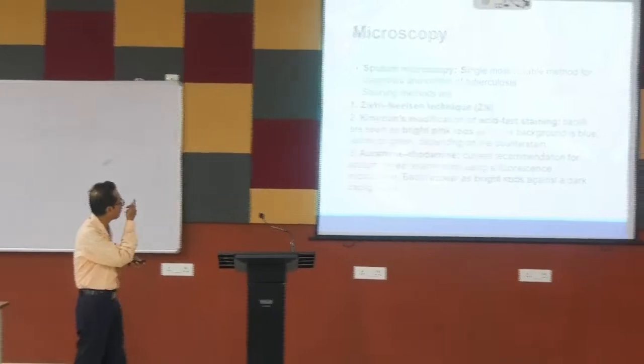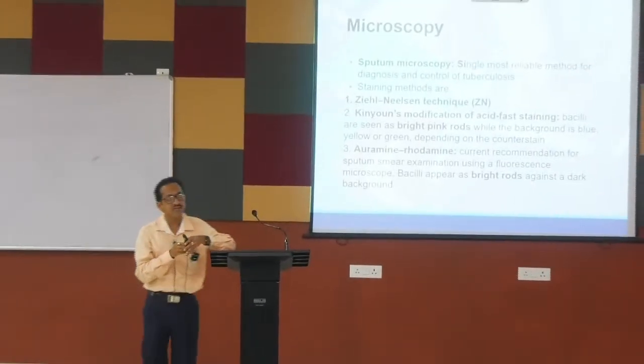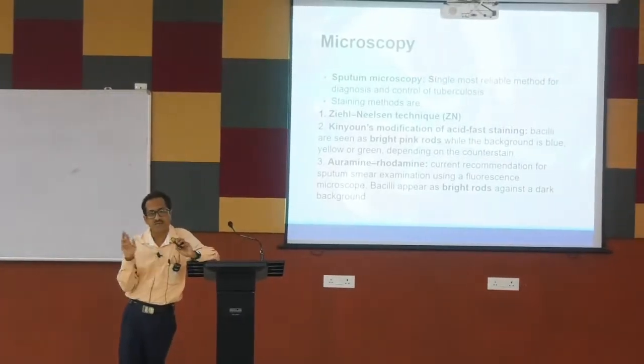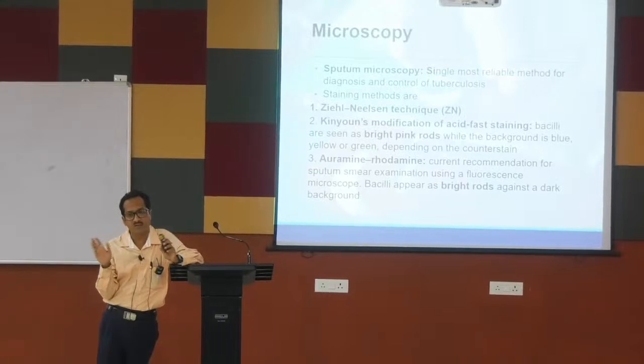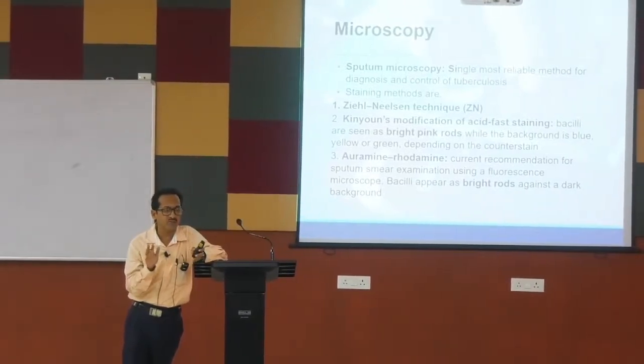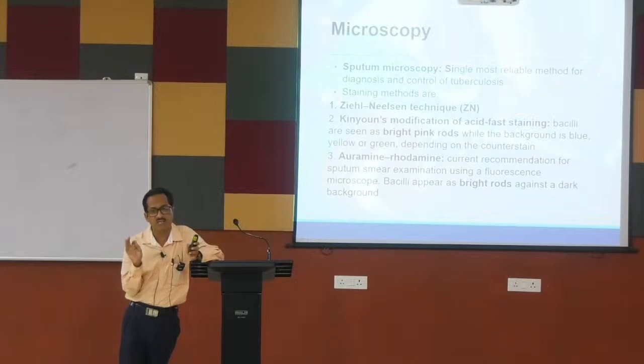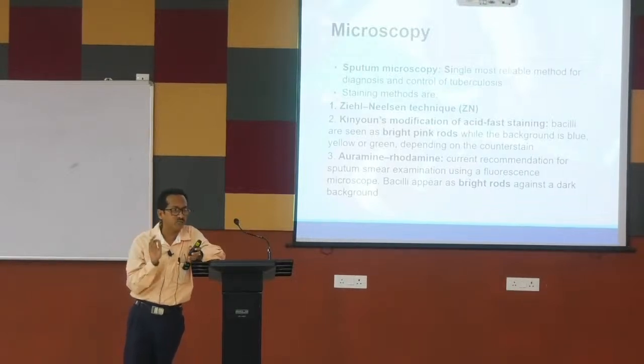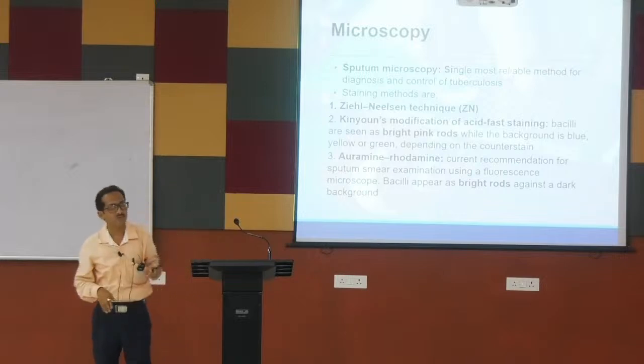What are the staining methods? One is the Ziehl-Neelsen staining method. We have already done it in practical; 25% or 20% H2SO4 is used. In NTP, it is written 25% H2SO4. If you say 20%, it will not do any harm. So 25% H2SO4 is the decolorizing material that is used.